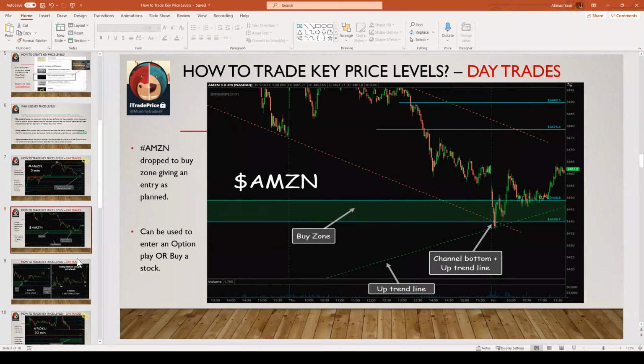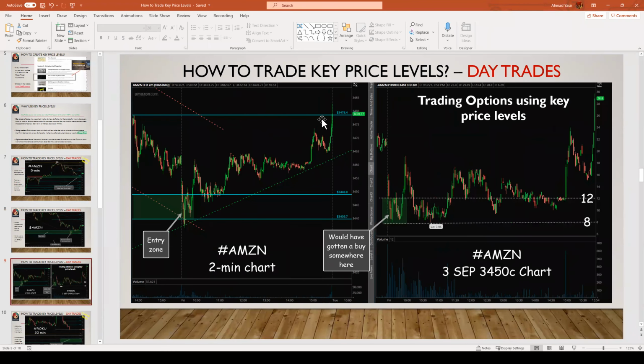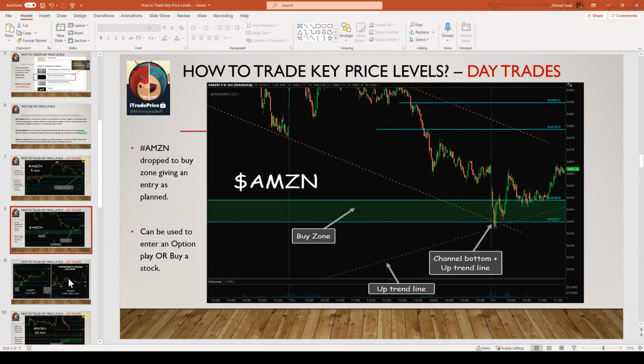There's nothing wrong with trading a breakout, right? But there's a way to do it, right? And you should always be entering at a key price level. Why? Because you never know what stock is going to fail when, right? You need to minimize your drawdown and your stop losses. So the only way to do that is by making sure you enter at these key price levels.